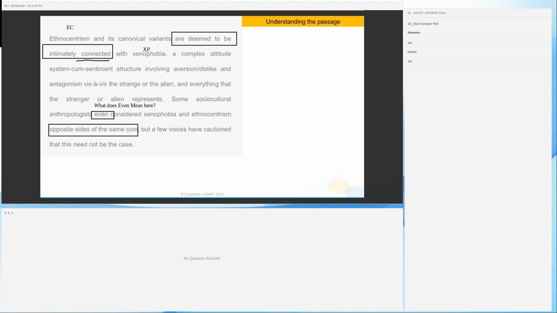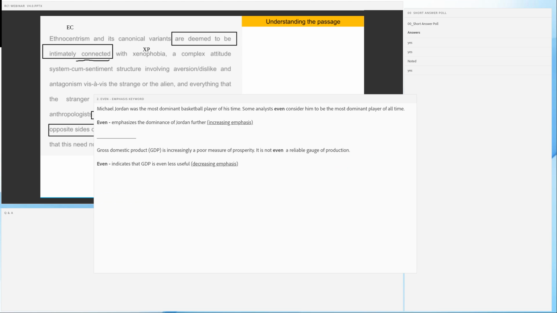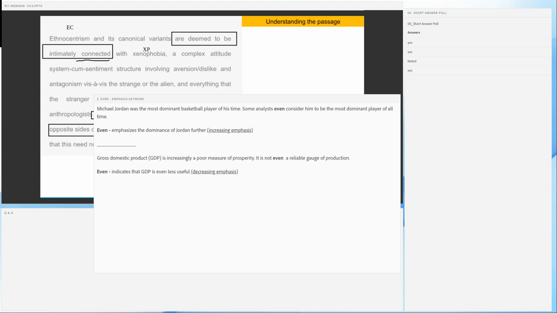Here is another example. Michael Jordan was the most dominant basketball player of his time. Some analysts even consider him to be the most dominant. What's the use of even over here? It's to really talk about how dominant he was, emphasizing. Another one: GDP is increasingly a poor measure of prosperity. It is not even a reliable gauge of production. It's saying even again, so it can go in the positive sense or the negative sense, depending on how it's used. That even talks about how less useful GDP is and how much more dominant Michael Jordan is.